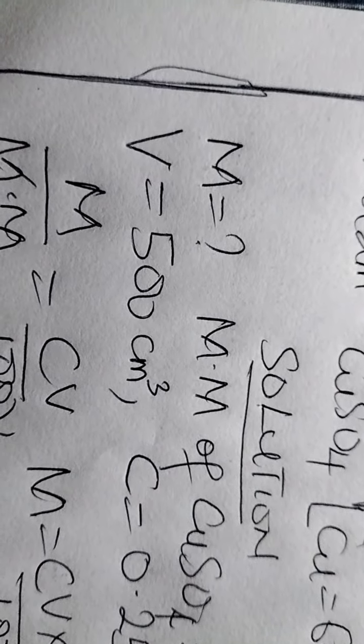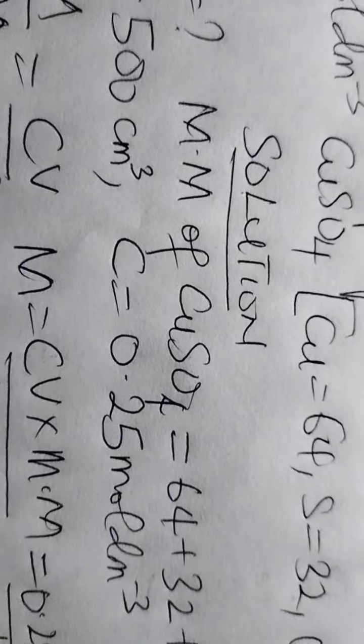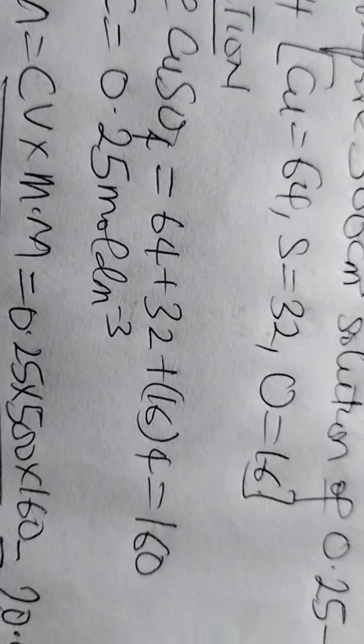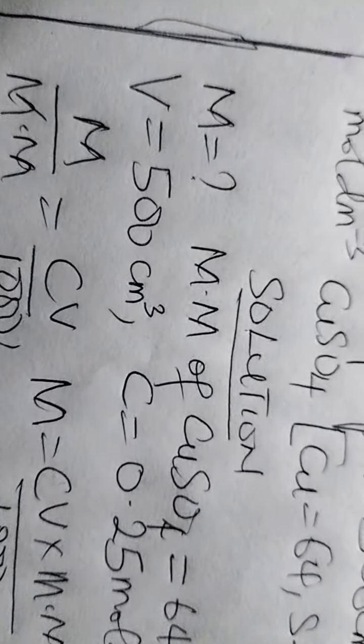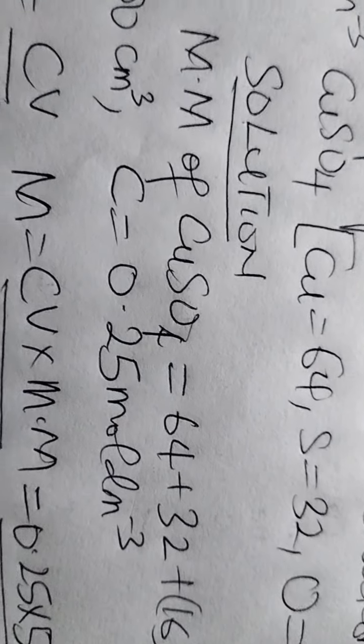Looking at the solution, we're looking for the mass of copper sulfate. So M is unknown. The molecular mass of copper sulfate is calculated there using the atoms of copper, sulfur, and oxygen, and we got 160. Then the volume of solution we're preparing is 500 cm cube. The concentration is 0.25 mole per dm cube.